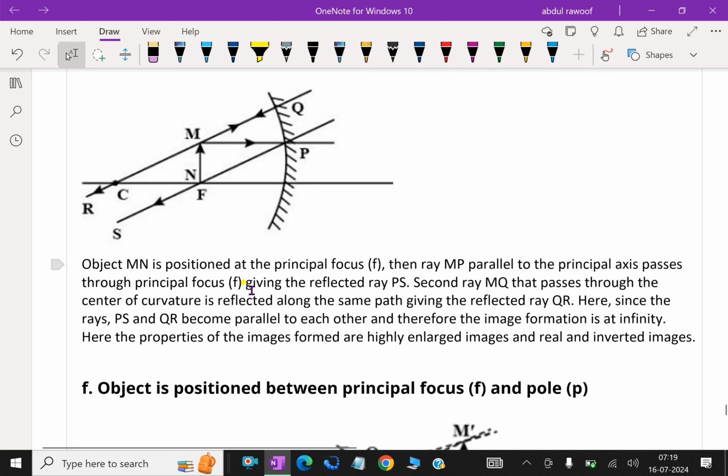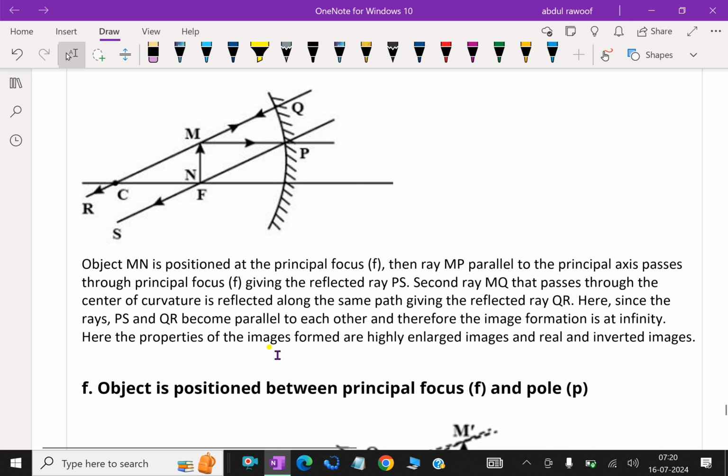Object MN is positioned at the principal focus F. Then ray MP, parallel to the principal axis, passes through the principal focus F, giving the reflected ray PS. The second ray MQ, which passes through the center of curvature, is reflected along the same path, giving the reflected ray QR. Here, since rays PS and QR become parallel to each other, the image formation is at infinity. The image is not near the mirror; it is at infinity.